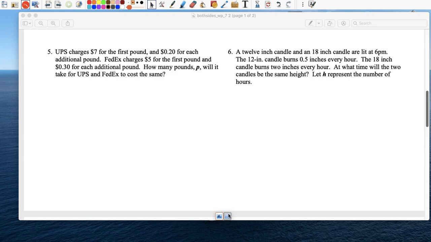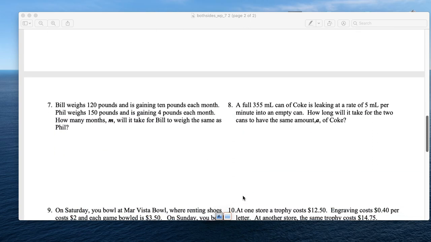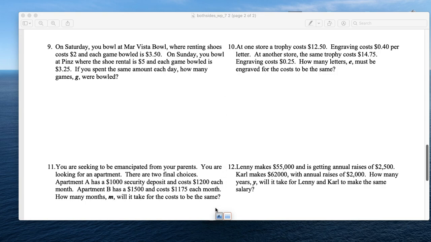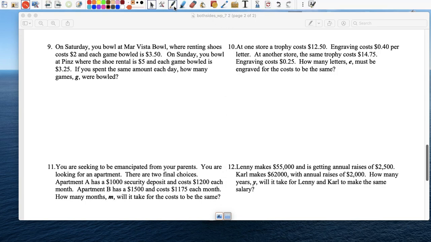What is it next? 10. Okay. Here we have a store. Trophy costs $12.50. Engraving. So when you're writing, you know, whatever, championship, the words, the year, every letter costs 40 cents. The other store, the same trophy costs $14.75, but every letter costs 25 cents. All right, so a little slight difference there.